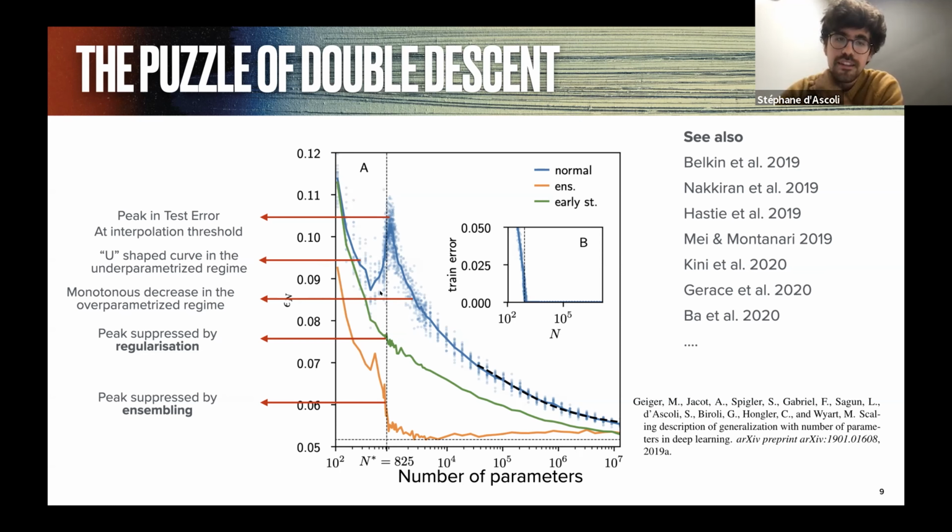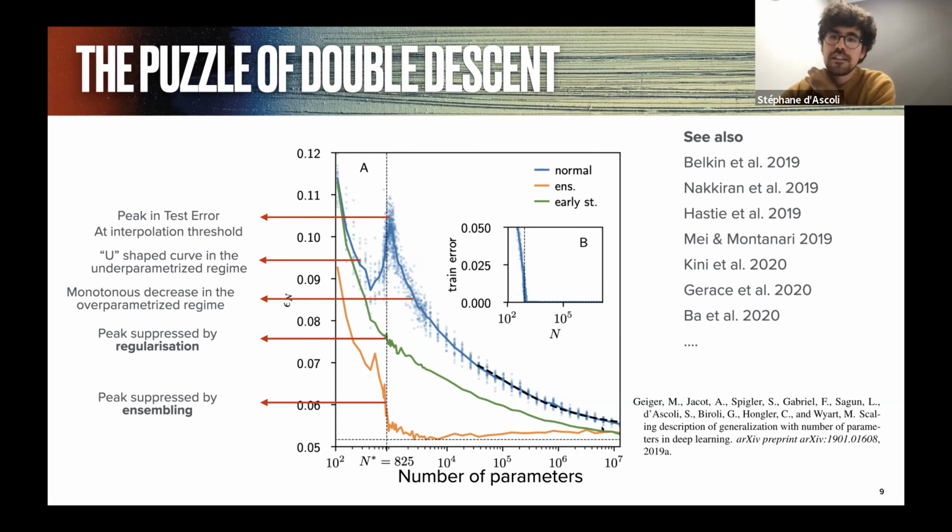And what's interesting here is that, again, the peak at the interpolation threshold completely vanishes. But more than that, we see that past the interpolation threshold, the test error is essentially constant. And so we don't get at all anymore this reduction of test error as we overparameterize.